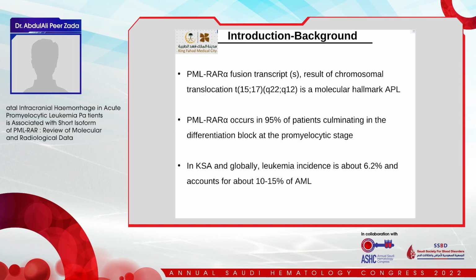Next slide, please. Now, as you are aware, PML-RAR alpha fusion transcripts result from the chromosomal translocation t(15;17), and this is a molecular hallmark of APL. PML-RAR alpha occurs in 95% of APL patients, culminating in the differentiation block at the promyelocytic stage. In KSA, leukemia incidence is about 6.2% according to the cancer registry, and globally, APL accounts for about 10 to 15% of AML. Next slide, please.